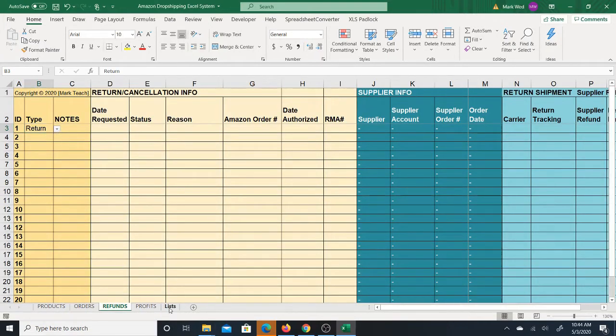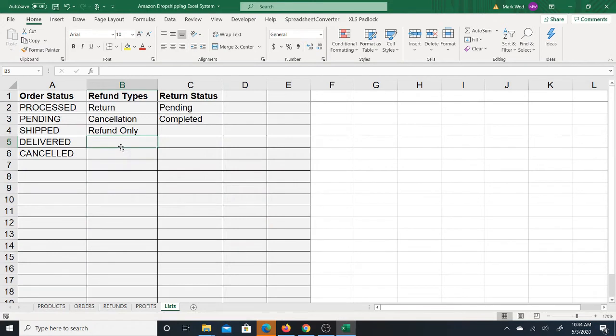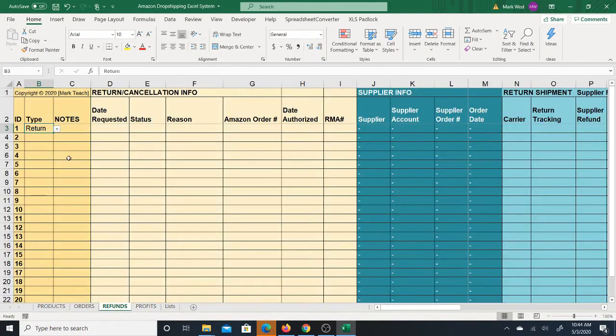All right, so I'll just do a quick example. If I were to add a replacement, for instance, if you go back to refunds, you will see replacement is on the list. Okay, now you can add any notes about the return here. You have the date that the return was requested.